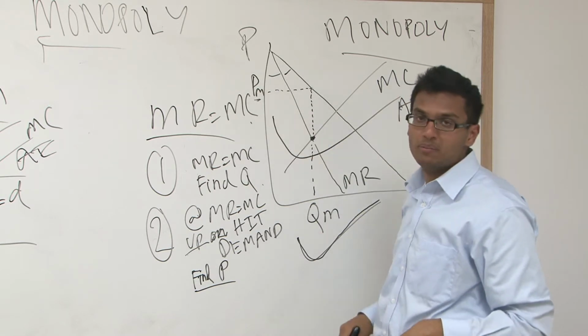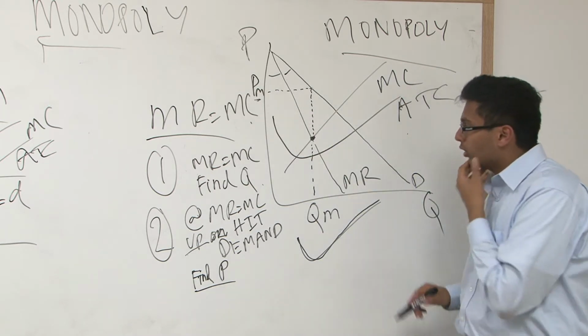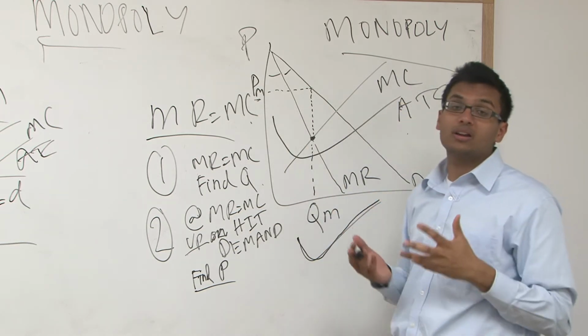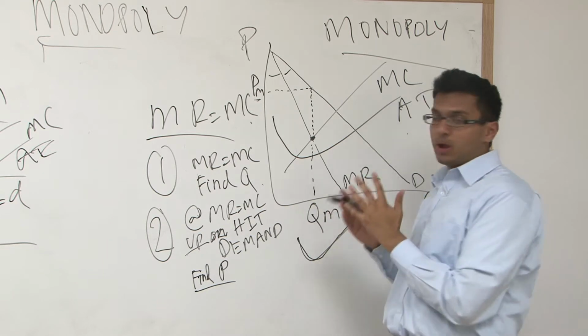That's price of, PM stands for price of monopoly. Okay, so we found our QM, we found our price. All right, so now the question is, how do we find our profits? The same way we did last time.